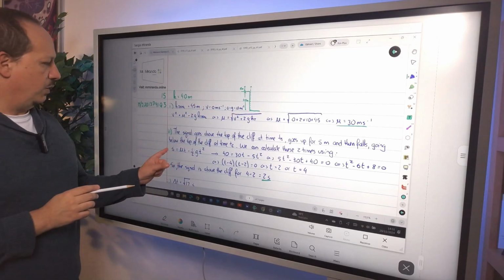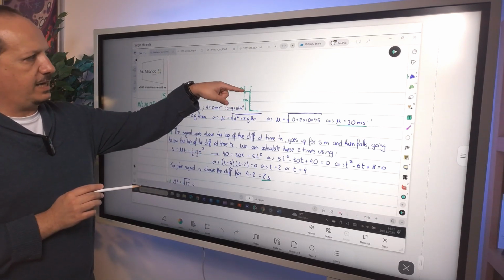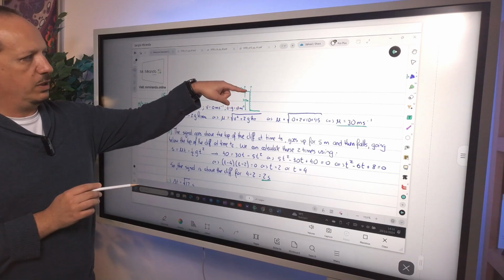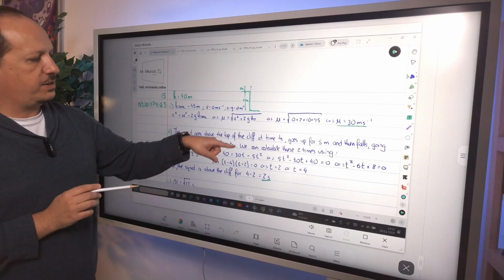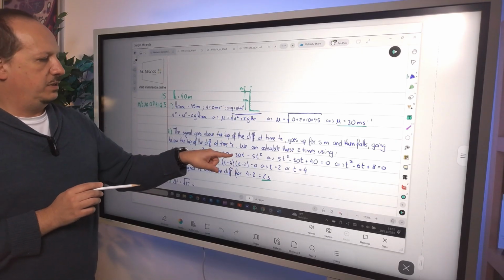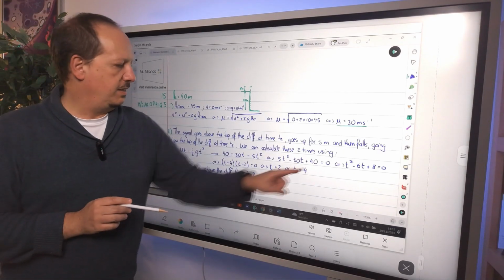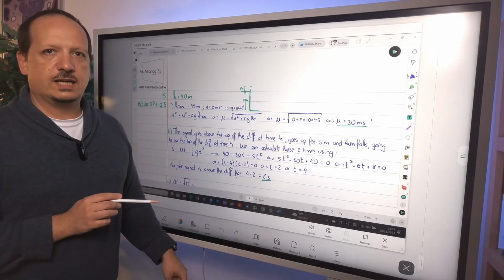Want to see? So s is 40, right? That is the height over here. This is 0. You want the height over here, so 40. The initial speed is 30. 1/2 of g is 5. Now let's solve this. If you solve this, you'll have these two values, 2 and 4 seconds.